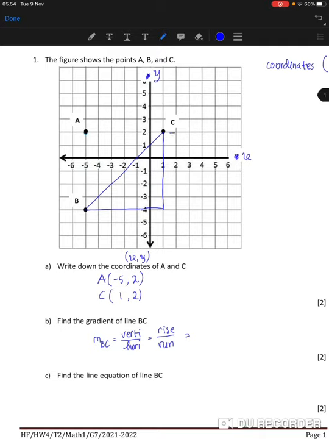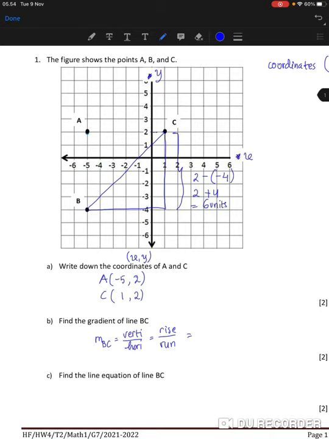So here, let's identify our vertical change. We have vertical change here. This one is the highest number is 2, and then the lowest number is -4. Remember, if you want to find the vertical change, it means the highest minus lowest, so you will have 2 minus -4. So you will have 2 plus 4, it is going to be 6 units.